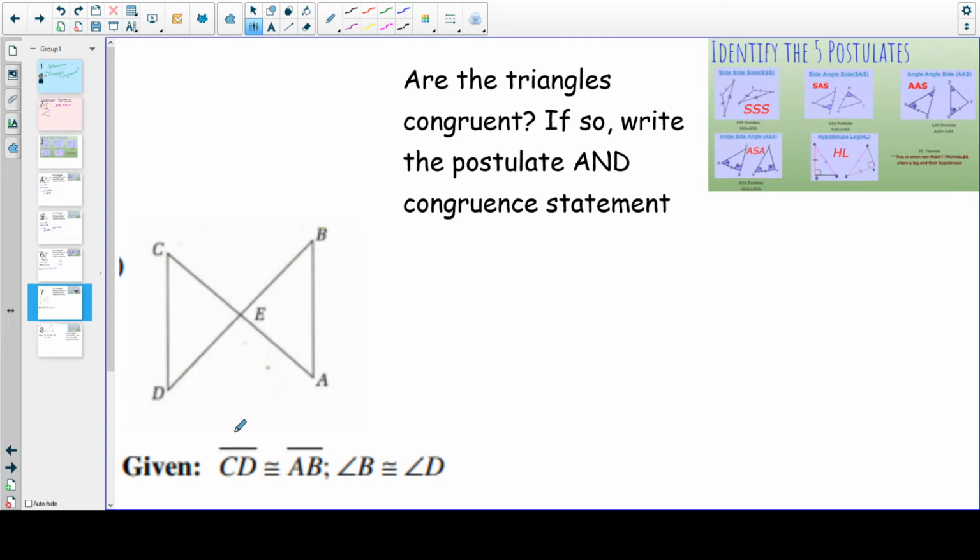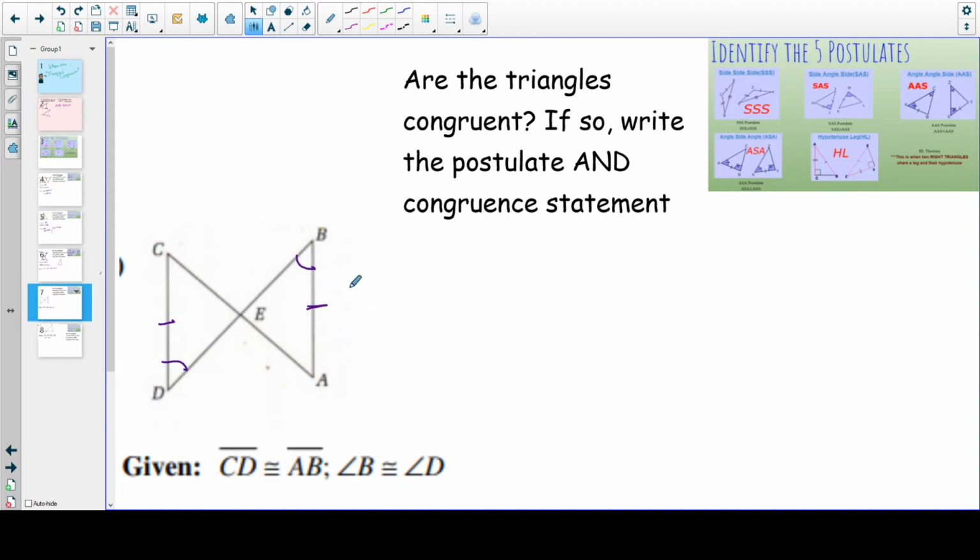So this says CD is congruent to AB. It also says angle B is congruent to angle D. Again, I'm not going to go digging deep here, but if you turn your head sideways, these are alternate interior angles. You can draw parallel lines. That means these angles are also congruent, but I'm not going to get there because it's a little too much right now. Let's just focus on what they give us, right?